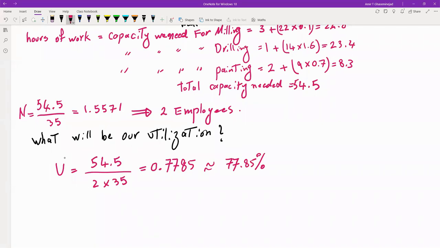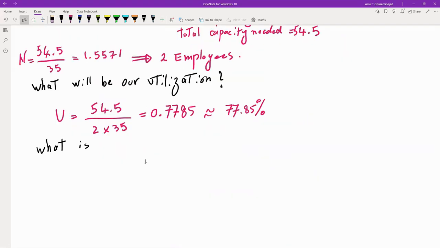If... and our capacity cushion is 70 minus, oh, sorry.